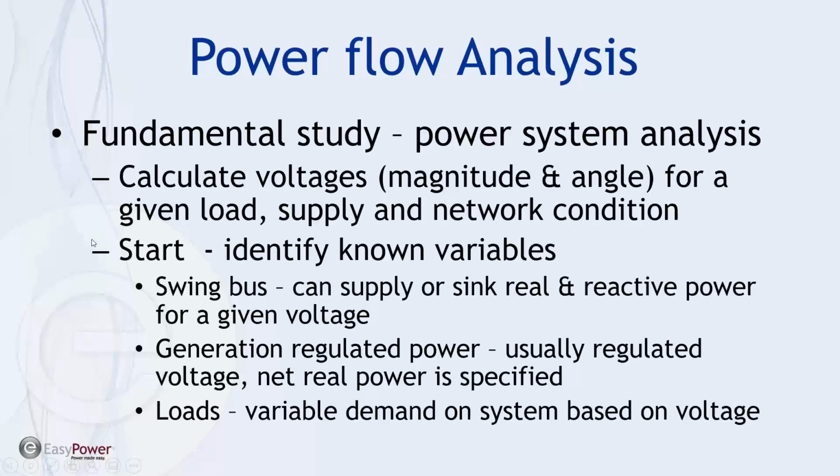So one thing to point out is that it's a calculation, a snapshot in time for a given load, supply, and network condition. And part of the restriction is that there has to be at least one swing bus which has the ability to supply or sink real and reactive power for a given voltage. Now, there could be other generators, there could be other swing buses as far as that goes. But for the most part, at least in EasyPower, you need to at least have one.